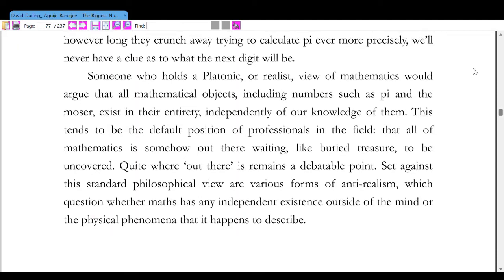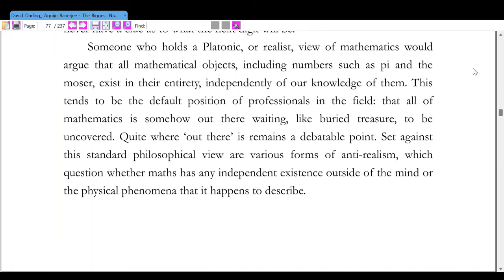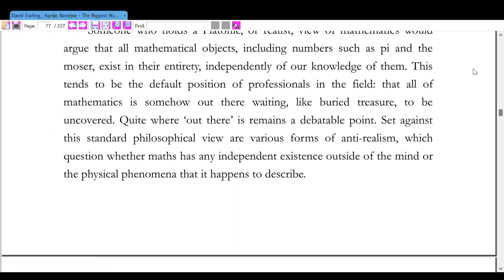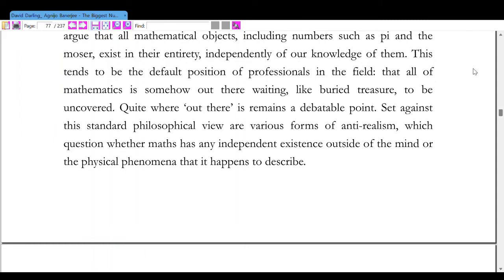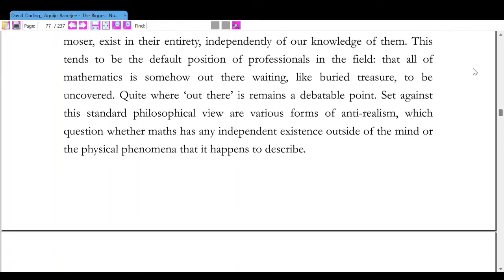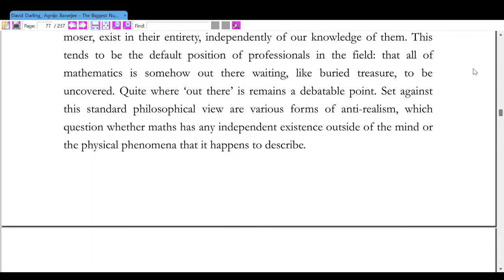Someone who holds a Platonic or realist view of mathematics would argue that all mathematical objects, including numbers such as pi and the googol, exist in their entirety, independently of our knowledge of them. This tends to be the default position of professionals in the field, that all of the mathematics is somehow out there waiting, like buried treasure, to be uncovered. Quite where out there is remains a debatable point.